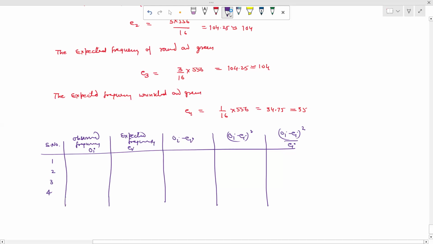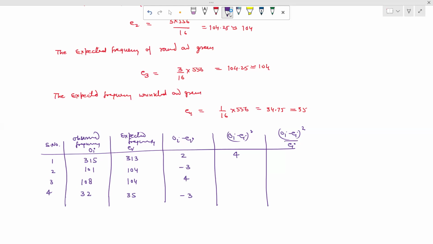Now, what is the observed frequency? First one 315, second one 101, third one 108, and fourth 32. Now we have calculated the expected frequency: 313, 104, 104 and 35. Now OI minus EI: 315 minus 313 is 2, 101 minus 104 is minus 3, 108 minus 104 is 4, and 32 minus 35 is minus 3. We do the square: 2 2 is 4, 3 3 is 9, 4 4 is 16, 3 3 is 9.